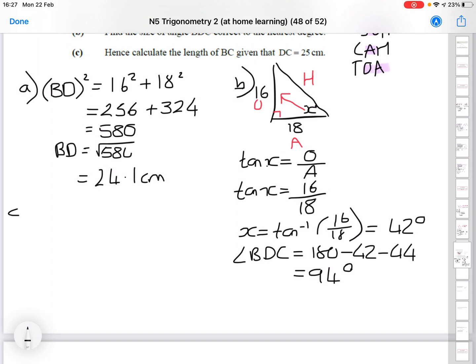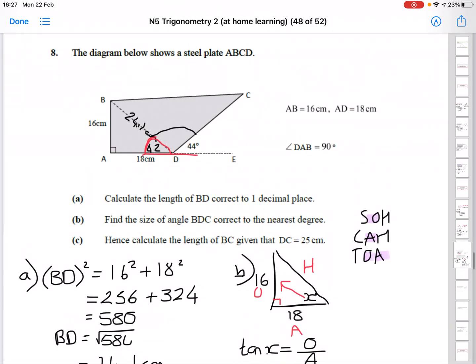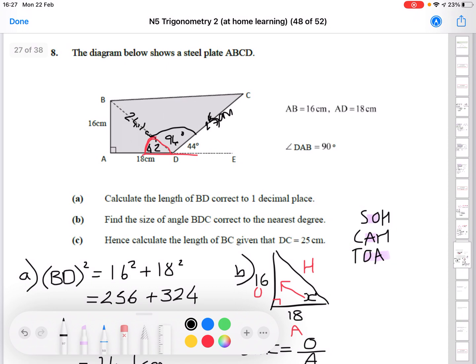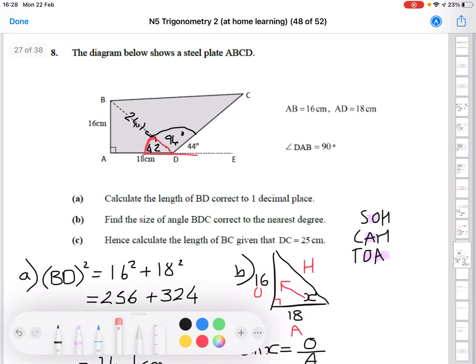Okay, part C of this question, if I just scroll this back up, so 94, I'm actually just going to write that onto here as well, so 94 degrees. So part C of the question says, hence calculate the length of BC, given that DC is 25. So DC is not written on there, but you could fill that in now, so we've got 25 centimetres for that side there.